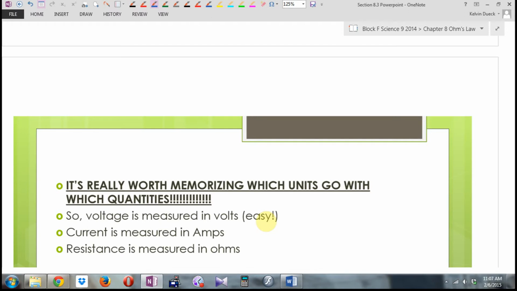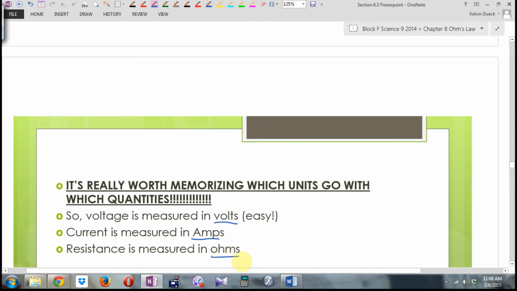So, voltage is measured in volts, which is pretty easy. Current is measured in amps. Resistance is measured in ohms. Resistance is measured in ohms.